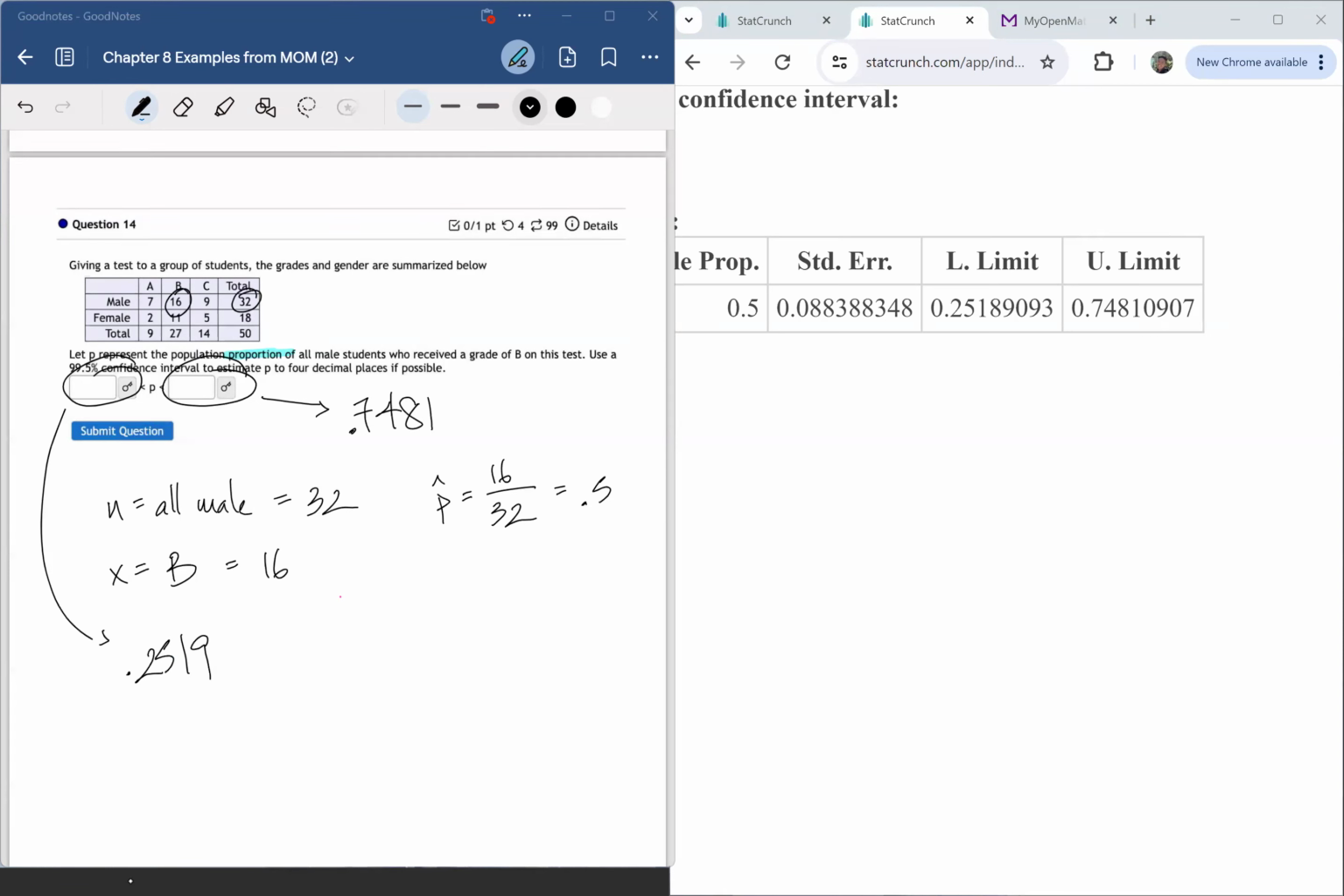Okay, this means that somewhere between 25%, 74%, all right, that the true proportion of male students who earn a B on this test is somewhere between these two numbers. In fact, we are almost 100% confident. In fact, we are 99.5% confident that the proportion of male students who earn a B is somewhere between here.